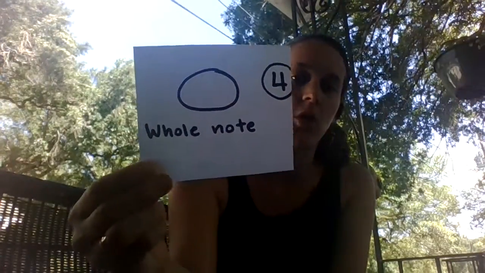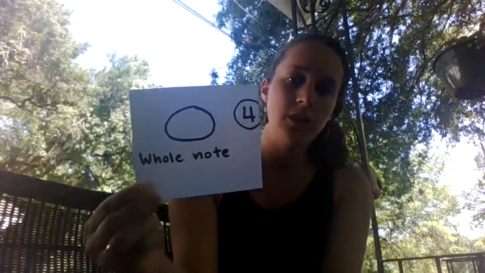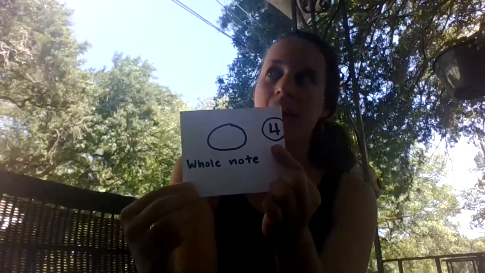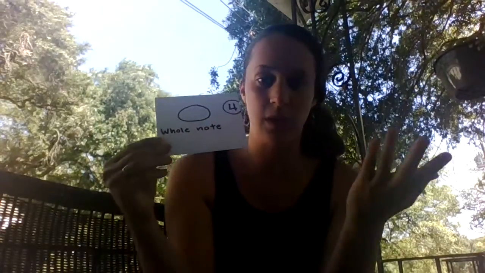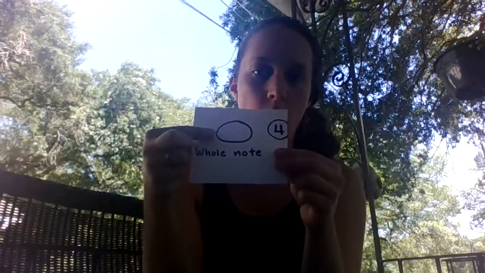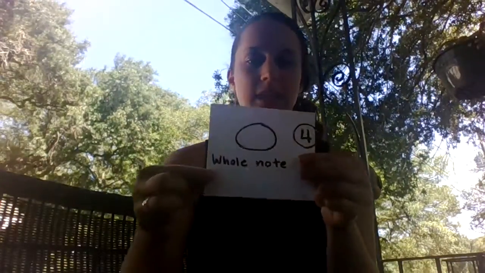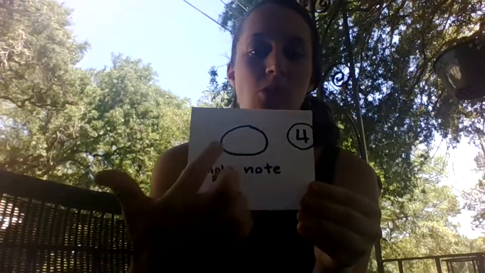So today we're going to be working on reading some notes that last for a longer time. So they're not quicker, they're slower. And so the first note we're going to learn about is our whole note. Our whole note is worth 4 beats. I always remembered a whole note because it looks like the hole inside a donut. But it's spelled differently. But if you want to remember it that way, it just looks like a hole.